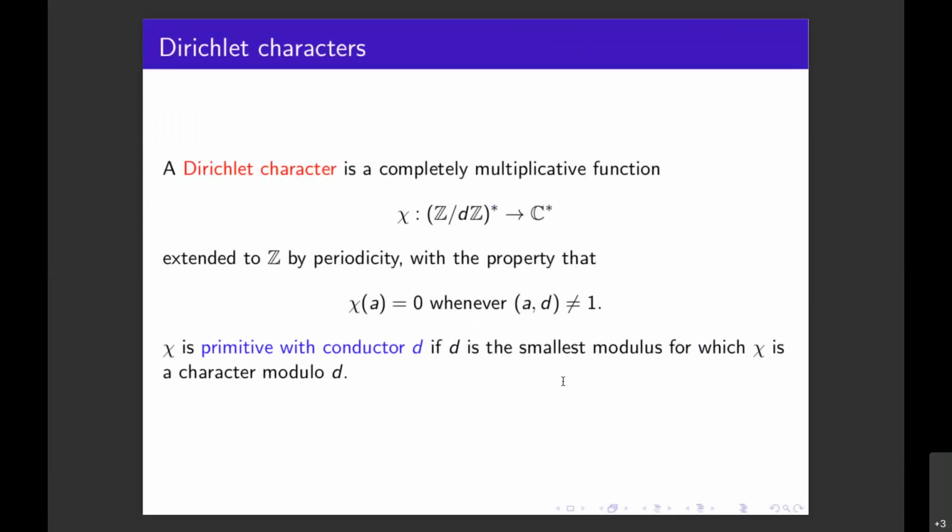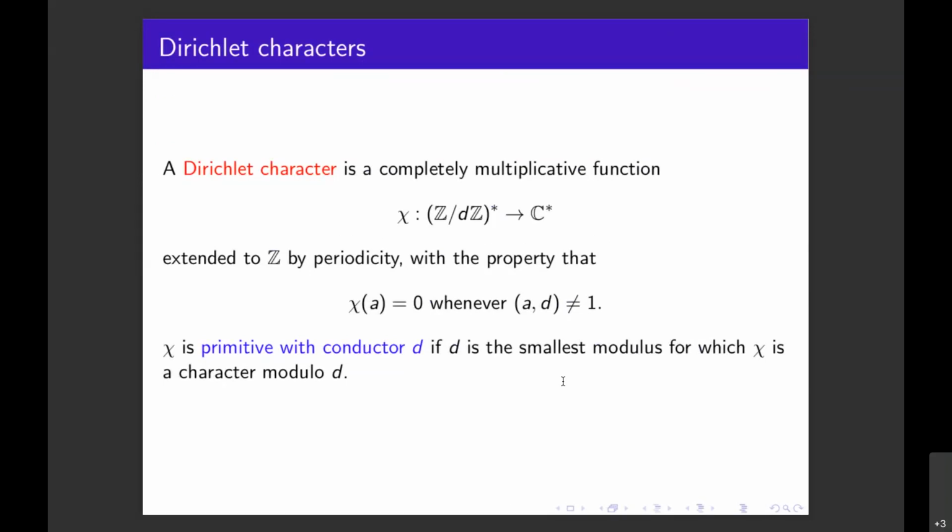We are interested in L functions associated to characters of a given degree, of a given order. So a Dirichlet character is a completely multiplicative function defined, if it has modulus d, on integers modulo d. It takes complex values. Completely multiplicative means that if I have any two elements a and b, then chi of a times b is equal to the product between chi of a and chi of b.